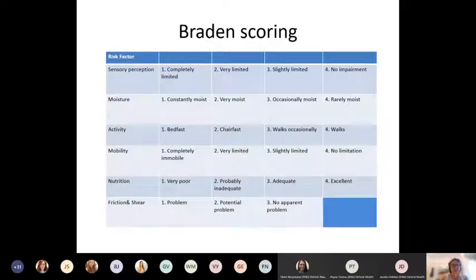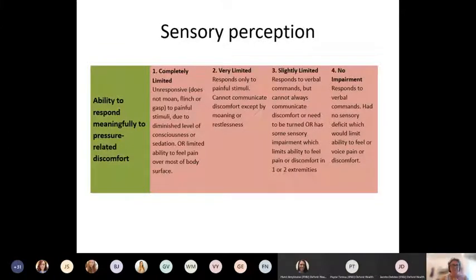So here are the different elements and the scoring system. So they would score sensory perception, maybe they'd score 1, moisture maybe 2, and you get to the end, you'd add it all up and you'd get your final score. So we're just going to go through these elements in a little detail, just so that people are clear and are using them properly. Because if you don't read them and understand them and know what they're describing, you could select the wrong one and get an inaccurate score at the end.